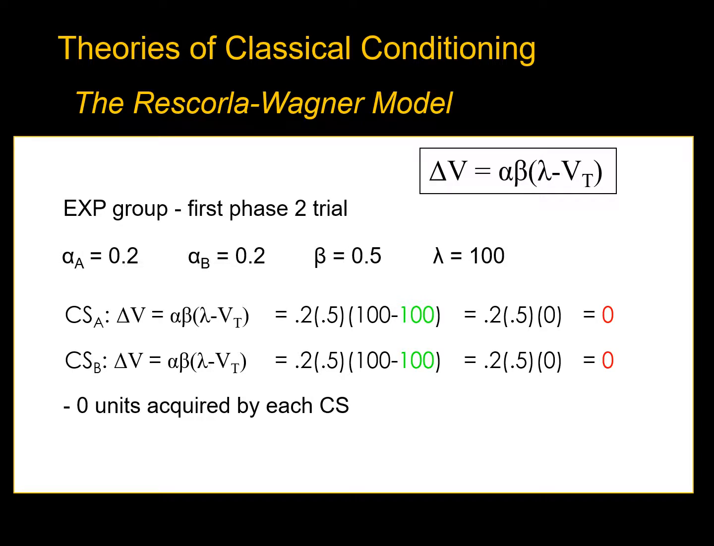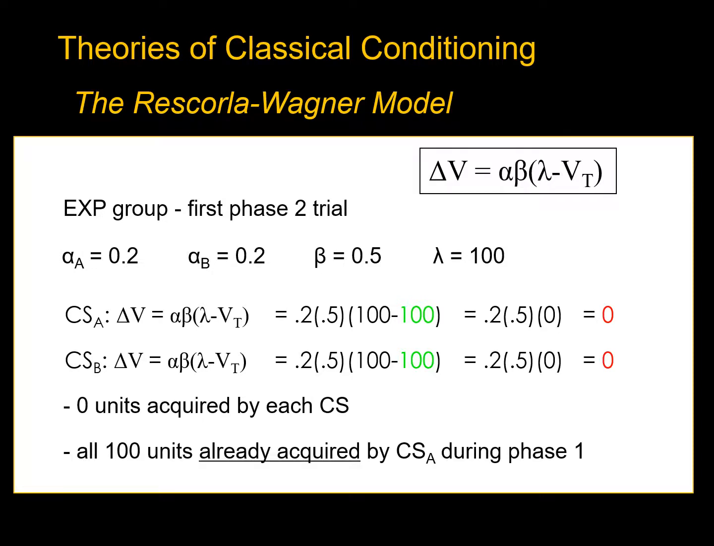So, if I was to ask you at this point, how many units of associative strength have been acquired by CSB? Well, this is the first time this group has experienced CSB, and 0 units were acquired. How many units of associative strength have been acquired by CSA? Zero were acquired on this trial, but how many units of associative strength does the CSA-US association have now? 100, just like it did at the end of phase 1.